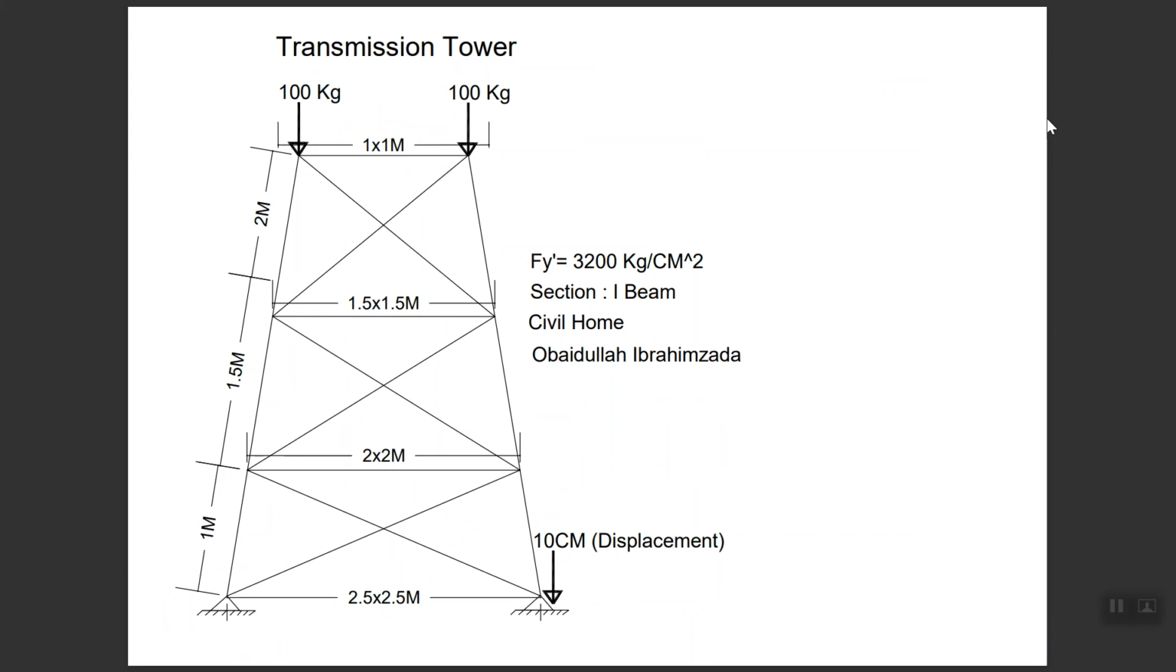In this episode, we are going to design the transmission tower. First of all, you all know what a transmission tower is. A transmission tower is used to support the overhead power line. It means that for transmission of power from one place to another place, we need the transmission tower.